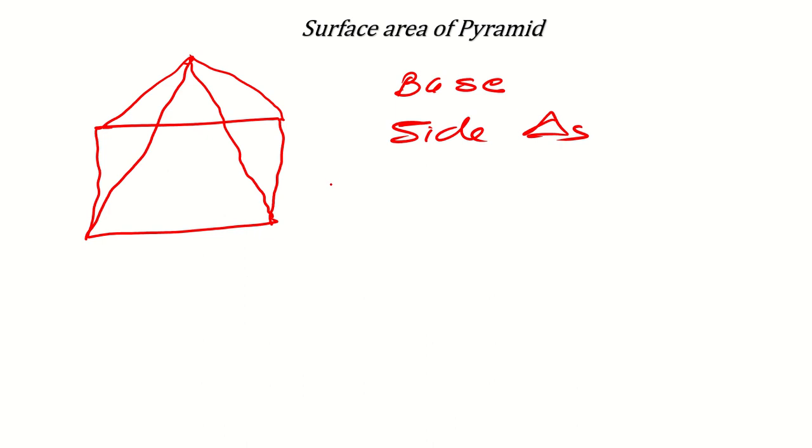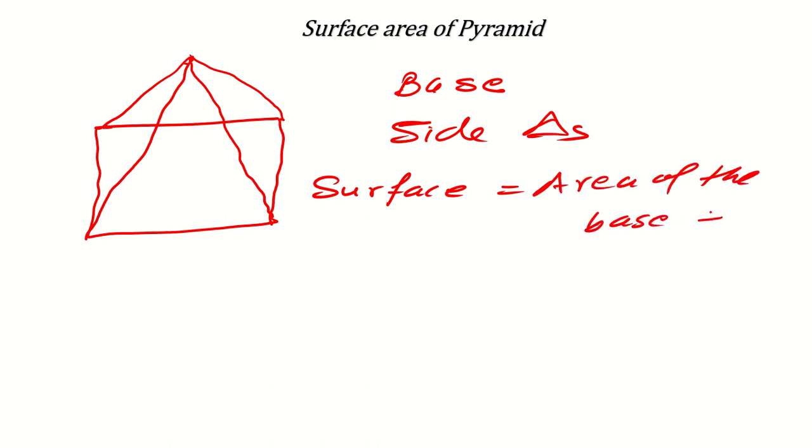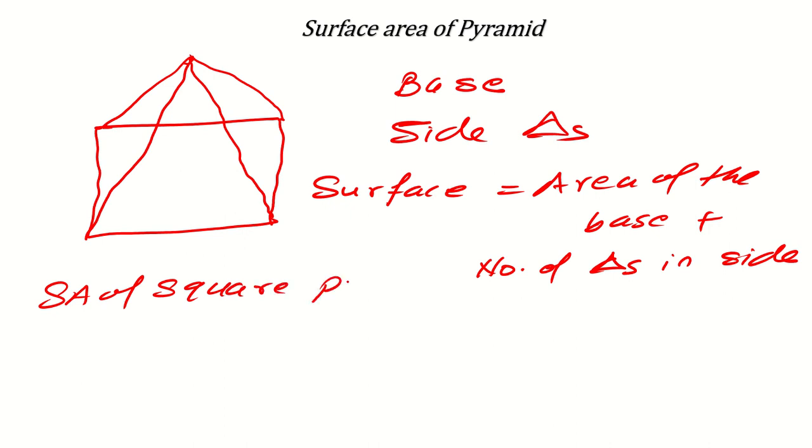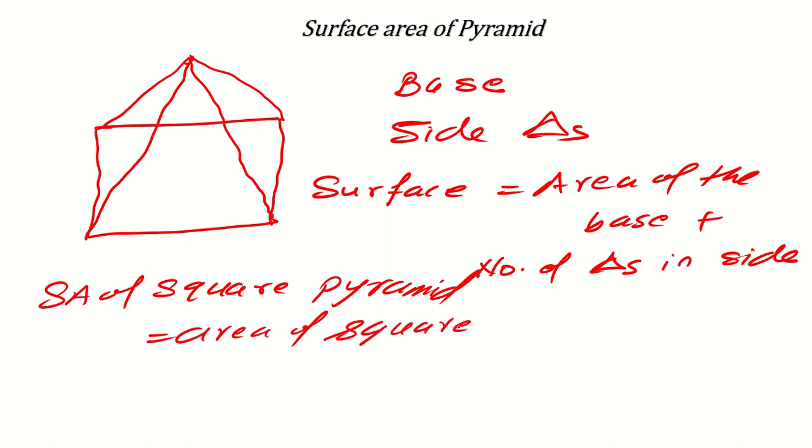So what will be the surface area of the pyramid? There cannot be any standard formula for that, but it will be the area of the base plus the area of the number of triangles inside. So if you have a square base, then what will the surface area of a square pyramid be? It will be the area of the square, that is length multiply width, or base multiply height, you can say, plus the area of 4 triangles.